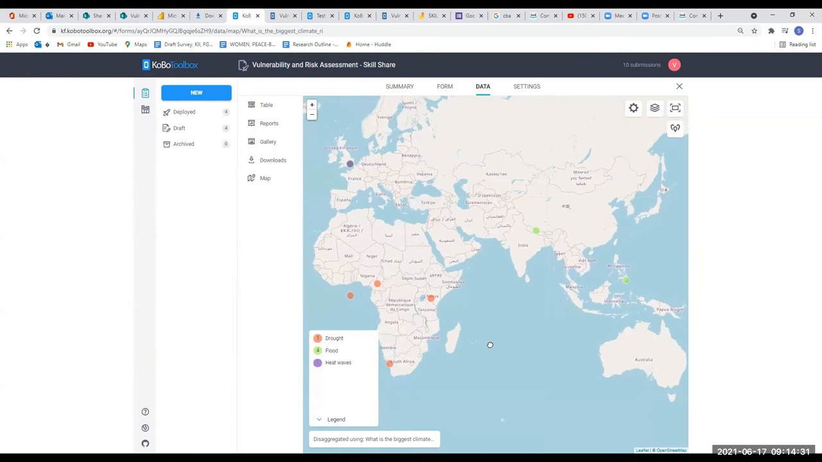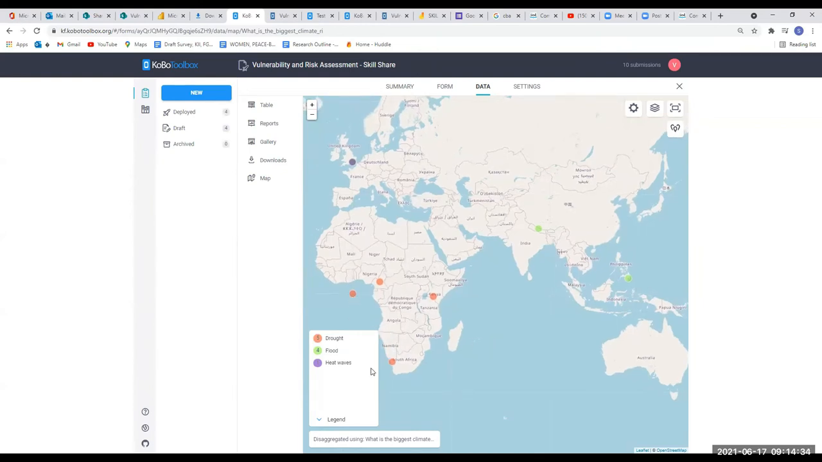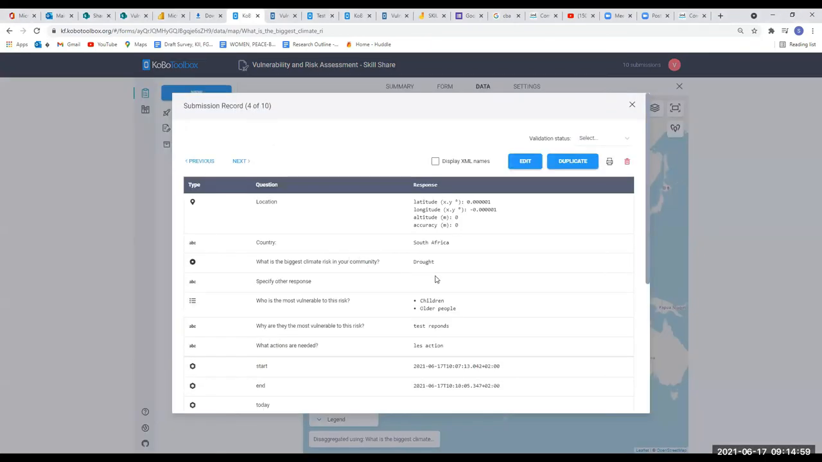Why do we have a drought in the middle of the sea though, Sheen? Can you explain that to us? Yeah, so the possible reason here is that the user may have selected the location based on the pinpoint, and maybe dragged that pinpoint outside of the land. But what I'm guessing is that this data comes from Nigeria. So we can look into it. Here, the user has indicated the country to be South Africa, and it's drought. And for the location, the user did not pinpoint the exact location.